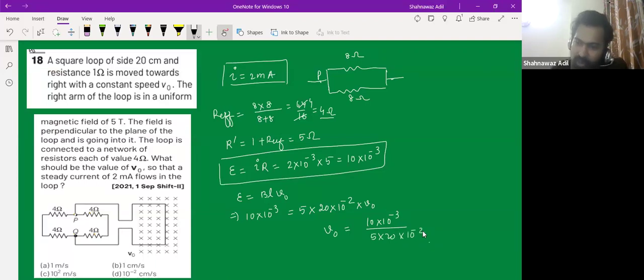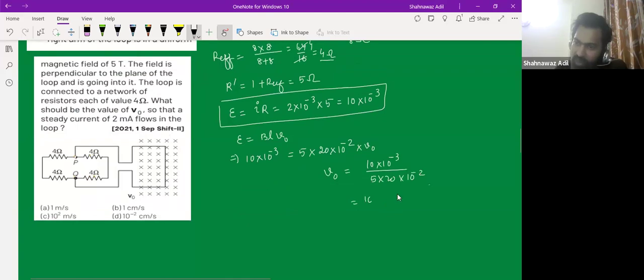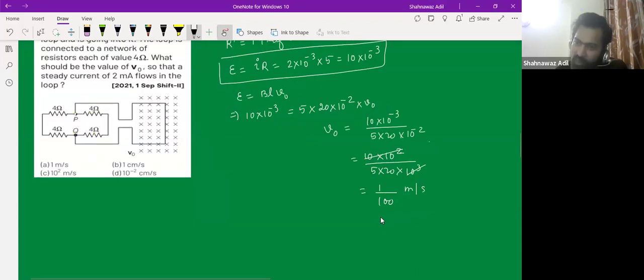So how much is this? 10 into 10 to the power 2 divided by 5 into 20. This 10 to the power 3 and this 10 to the power 3 cancel out. And then what do we have? This is 1 by 100 meter per second. This is 1 centimeter per second. This would be the velocity.